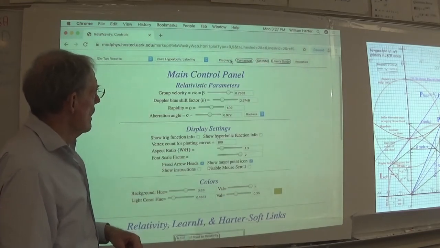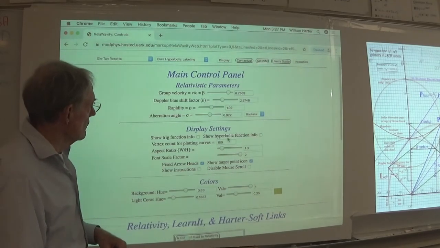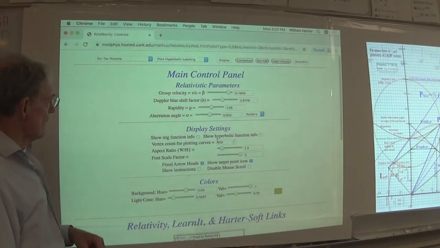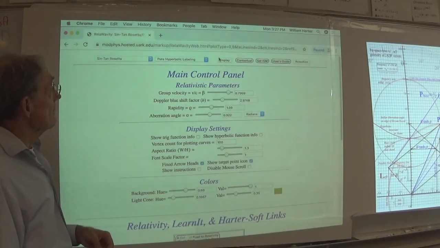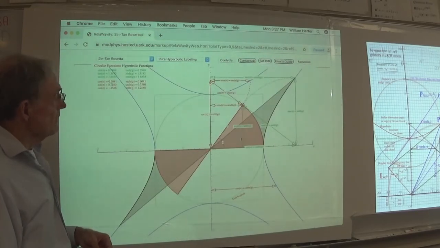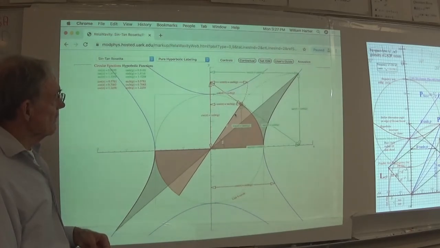Now, I'm going to go ahead here and show you something that is important if you want to play with this. I'm looking for the font scale factor. For some reason, this one came out too large. We've been trying to get it so that it wasn't so large. So I'm going to bring it down here so they don't cover each other, but you can still read it. Like about one would be nice. Can you still read that? Okay, now they don't cover each other.